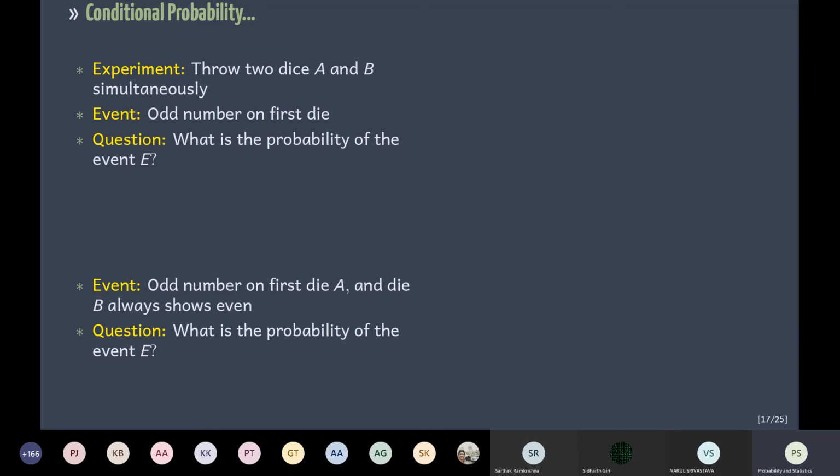So before telling too much, let me introduce some examples where you can see the meaning of conditional probability. Let us consider an experiment where we throw two dice, A and B, simultaneously. The event is an odd number on the first die, and the question is what is the probability of the event.